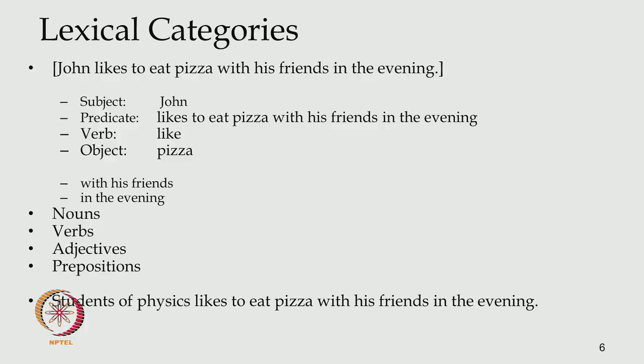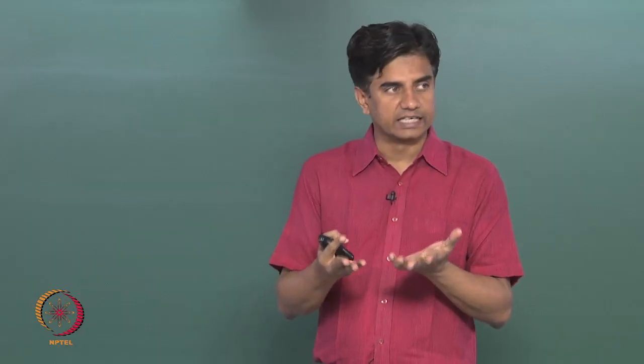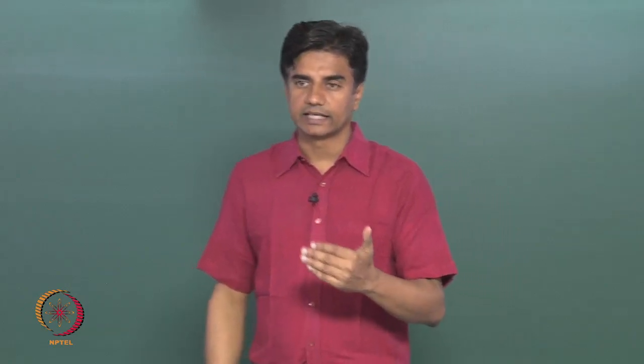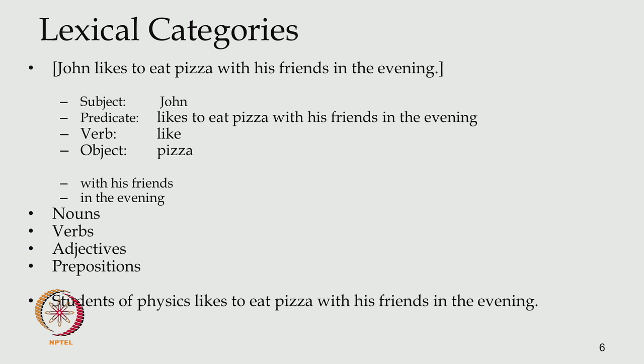I want to put all these discussions in perspective in an example and see how they work, and then carry forward our discussions to a different level. Okay? So if we have a sentence like this, John likes to eat pizza with his friends in evening. Sounds like a good sentence? This is a good sentence?